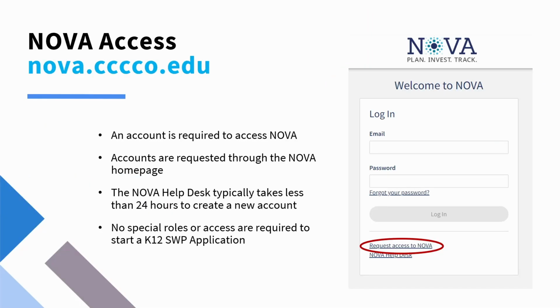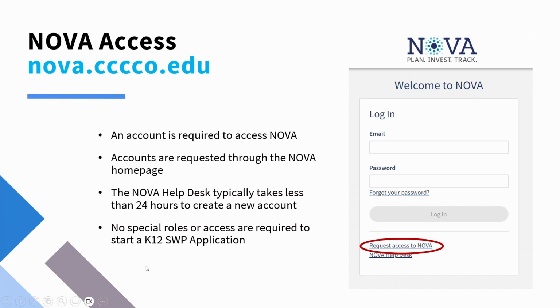This grant is being managed in the Nova platform, which is grant management software owned by the Chancellor's Office. In order to apply, you must have an account. If you already have one, great. If you don't, go to nova.cccco.edu. URL's right up here. And on the front page, you're going to see this login page, and underneath that, request access to Nova. Go ahead and click that, fill out the form, and the help desk will create an account for you, usually less than about 24 hours.